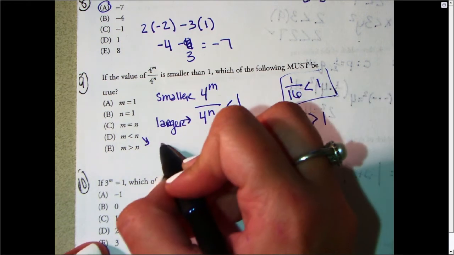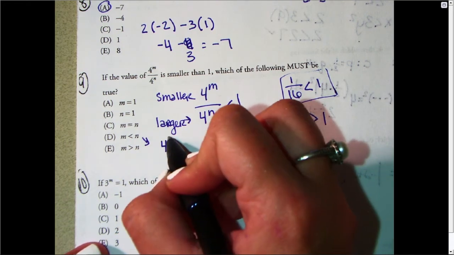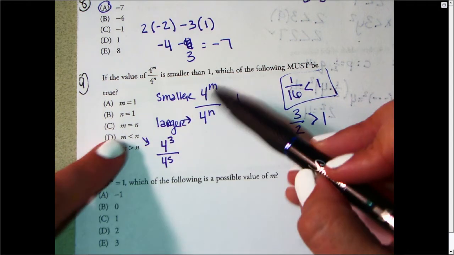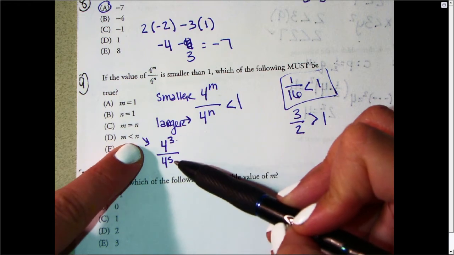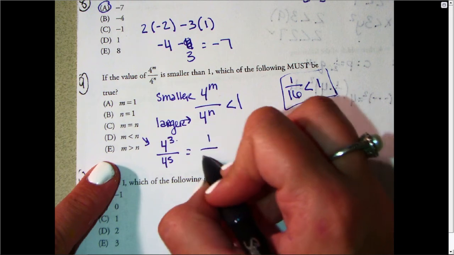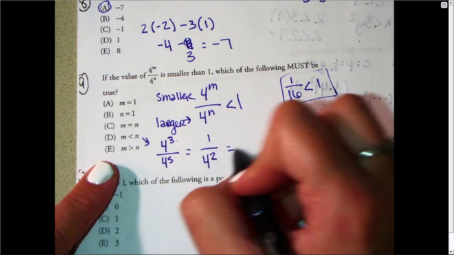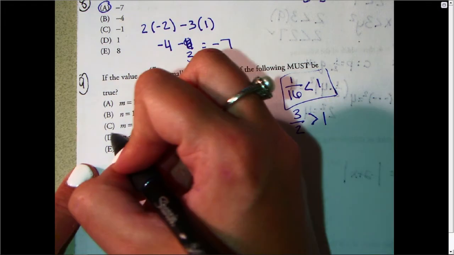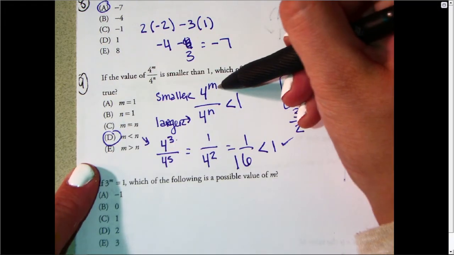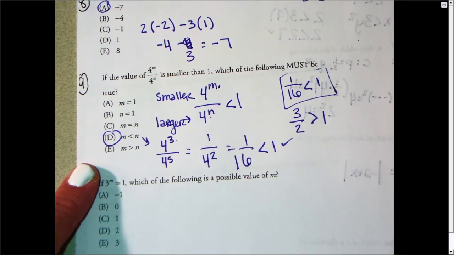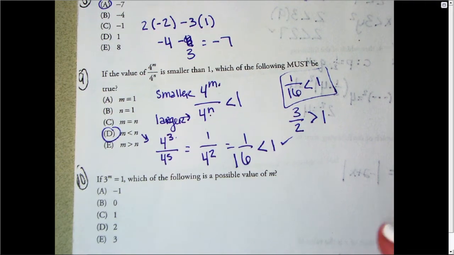So the only way to do that is option D. If I make m smaller than n, so let's make m 3, and we'll make n 5. So notice how m is less than n? Well, to simplify that, remember we subtract our exponents. I would get 1 over 4 squared, which is 1/16, which is less than 1. So we want to make sure that the numerator exponent is smaller than the denominator exponent. Smaller, larger. The only one that fits that scenario is option D.